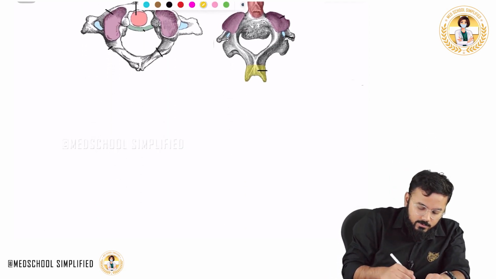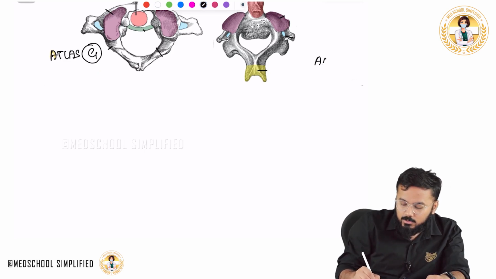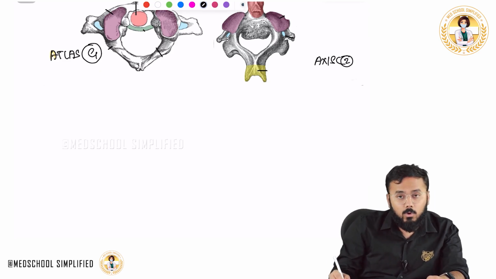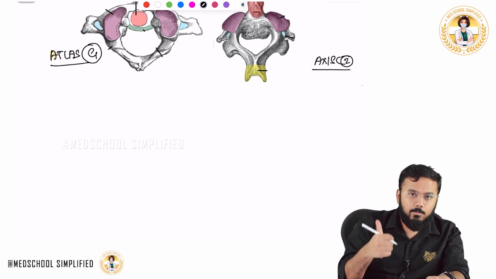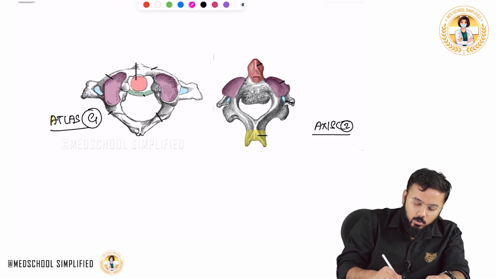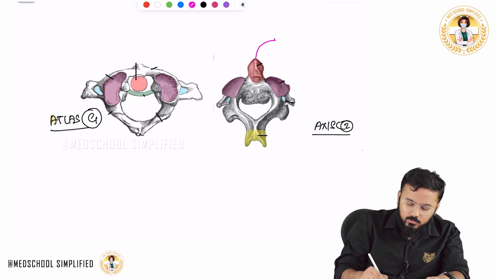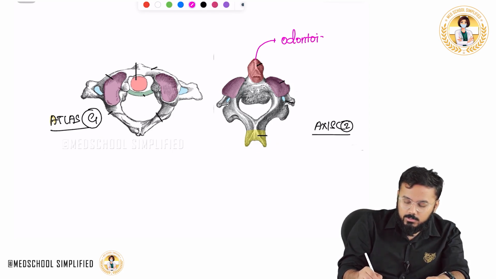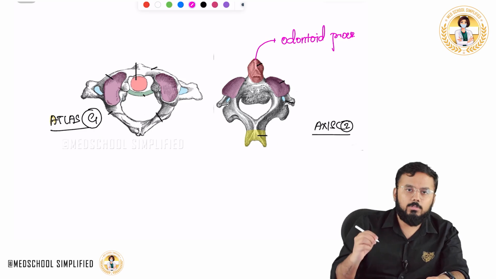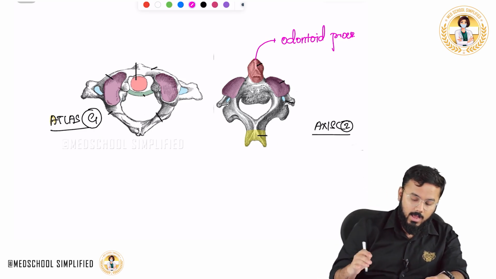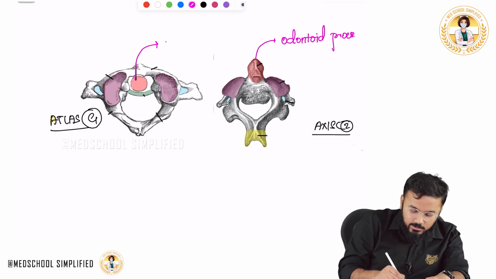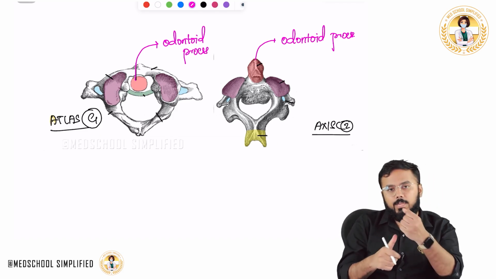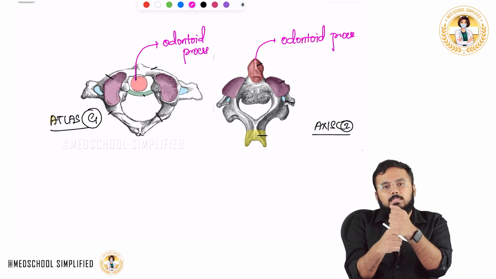This bone over here is your atlas, which is C1, and this one over here is your axis, which is C2. What did I tell you? I told you that axis has a process called the odontoid process. You see a hook-like projection, not a hook, a process-like thing. This one over here is your odontoid process. This odontoid process exactly fits into this opening. As it fits into that, it will very easily rotate.